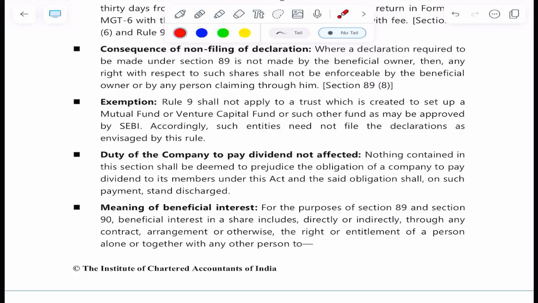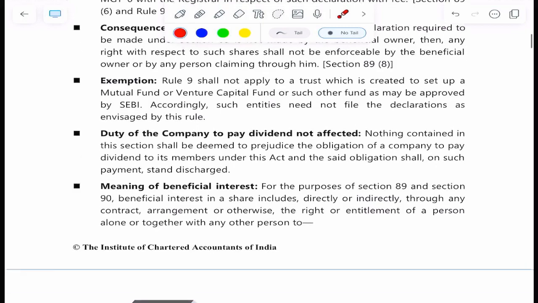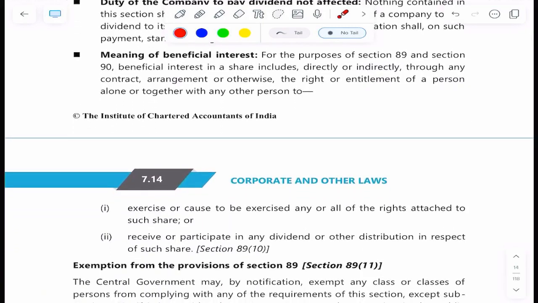Nothing contained in this section shall be deemed to prejudice the obligation of a company to pay dividend to its member under this section, this Act, and the said obligation shall, on such payment, stand discharged. What does this mean, sir? Actually, next. Meaning of beneficial interest. For the purpose of section 89 and section 90, beneficial interest in a share includes directly or indirectly through any contract, agreement, or otherwise the right or entitlement of a person alone or together with any other person to exercise or cause to be exercised any or all of the rights attached to such share or receive or participate in dividend or other distribution in respect of such share.